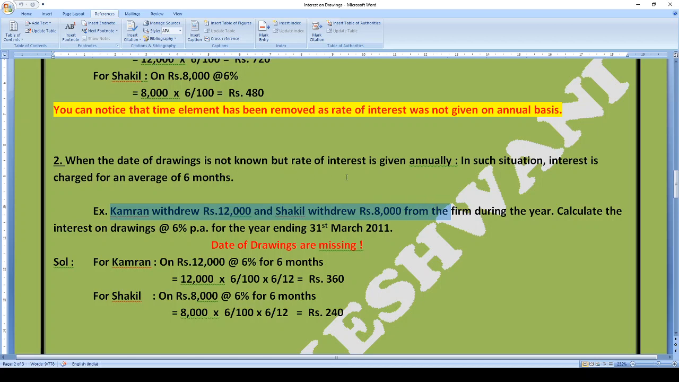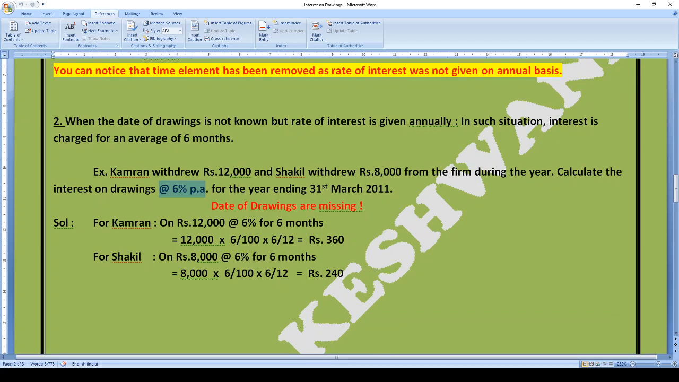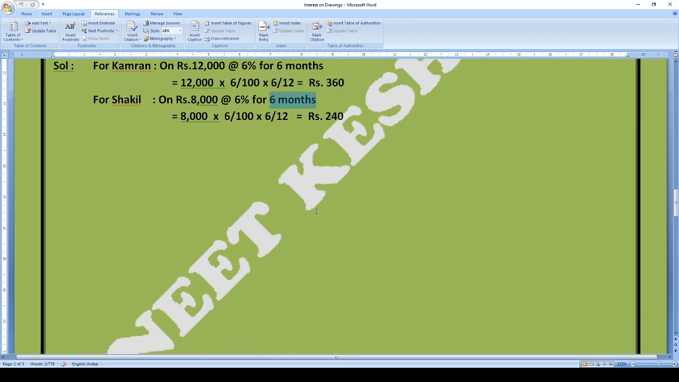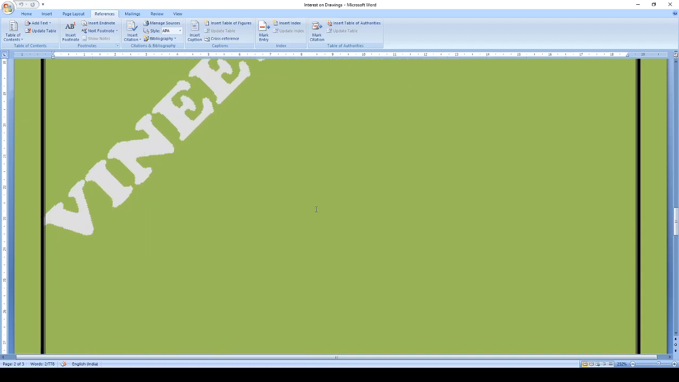So what do you have to do? In such a situation, interest is charged for an average of 6 months. As the annual rate is given annually, therefore you have to consider the time element. But for what period of months do you have to charge this interest on drawing? On an average, interest on drawing is charged for an average of 6 months. So you have taken the time element as 6 months here, right? Go through the calculation, you will get the same amounts, 360 and 240, as your interest on drawing. So I hope the simple method is very clear to you all.